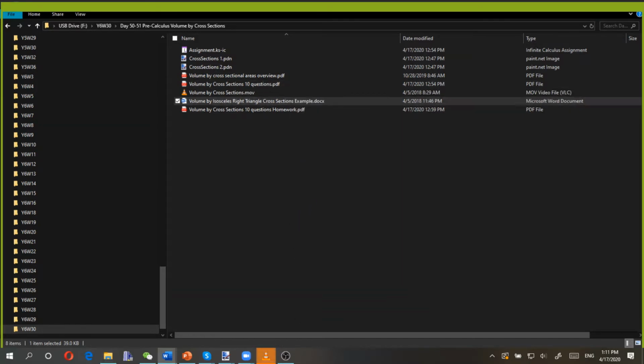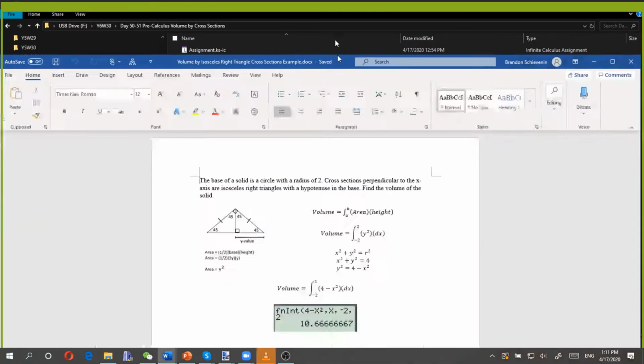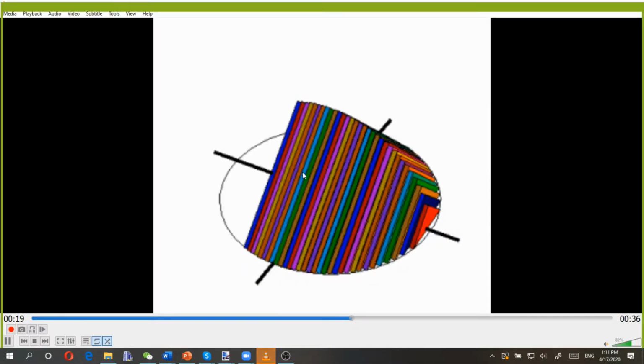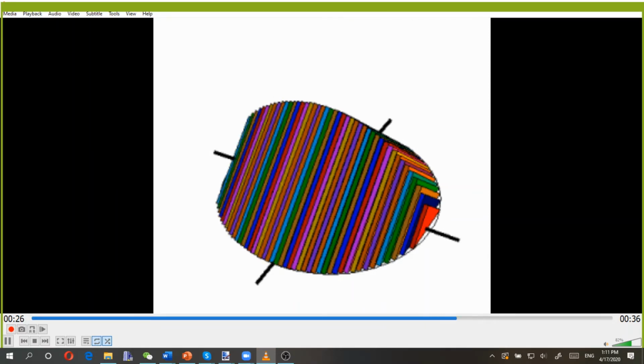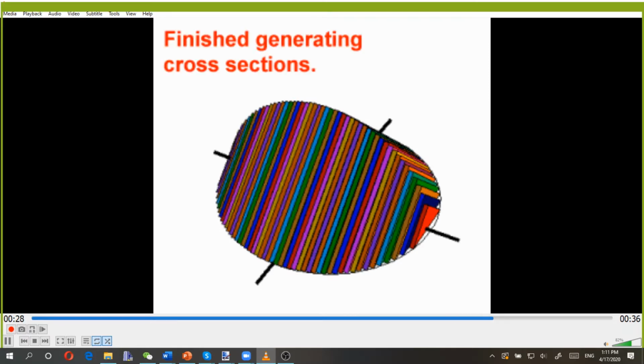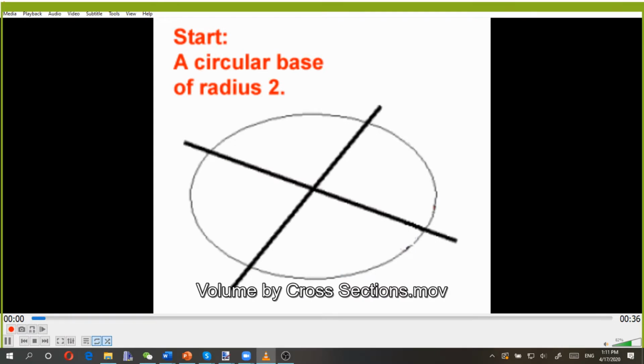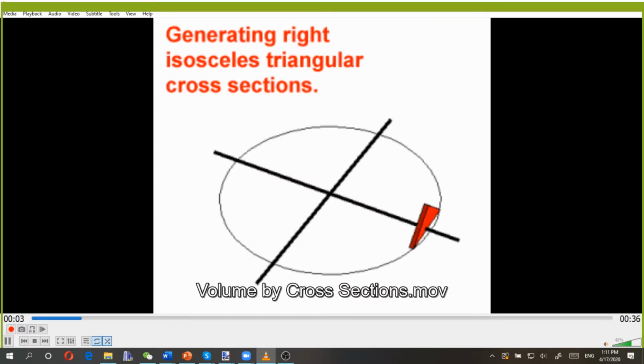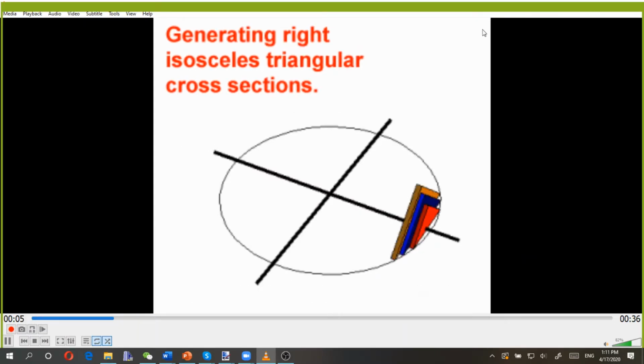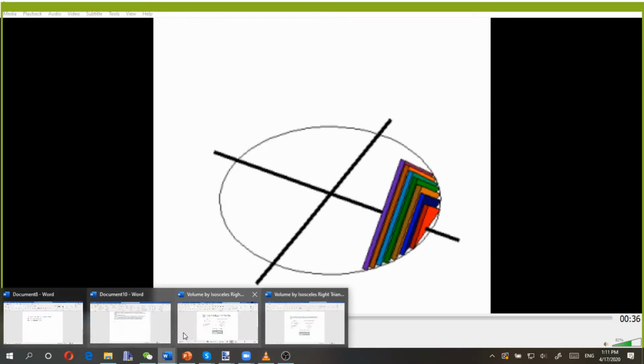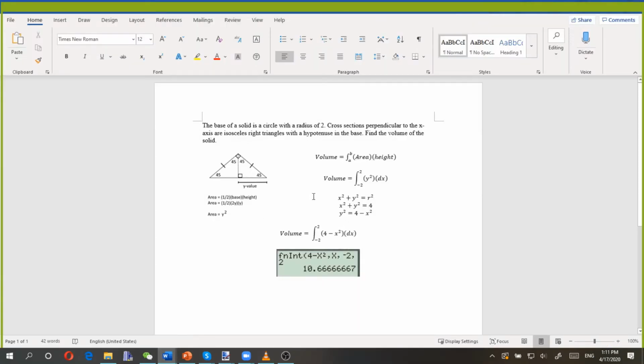Okay. So in our example from earlier, this is the video that we're showing right now. I have a circle with a radius of 2, and I'm stacking a bunch of isosceles right triangles on top of each other that are perpendicular to the x-axis in order to make a three-dimensional shape. Okay, if I was going to work this out, it would look like this.